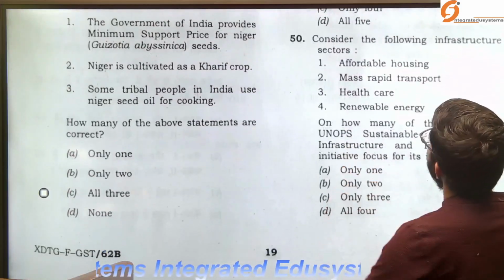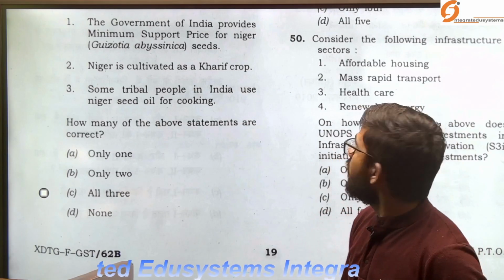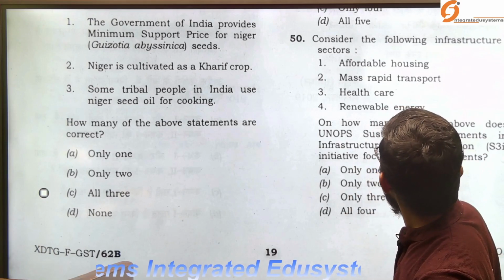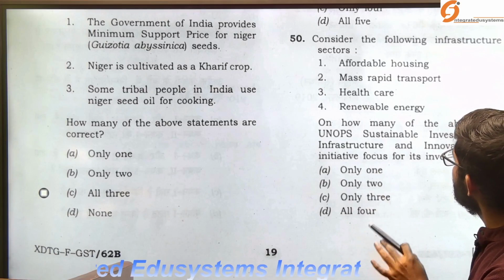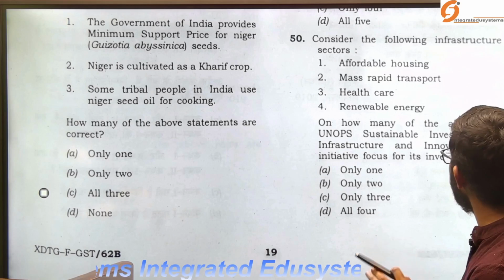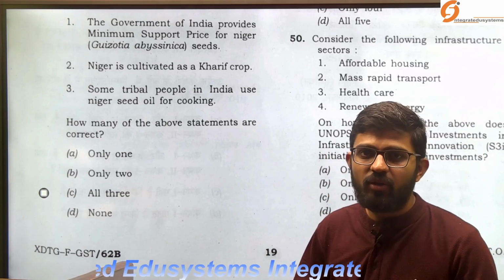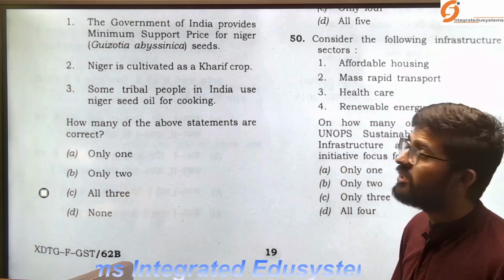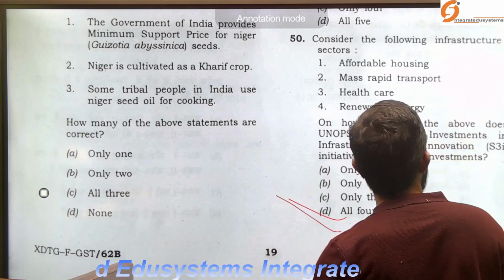Question 50. Consider the following infrastructure sectors. Read the question first. On how many of the above does the UNOPS Sustainable Investment in Infrastructure Innovation Initiative focus for its investment? Definitely it was a difficult question. Everyone, whether they have read or not, will find it difficult, but the answer is all. The answer is all.